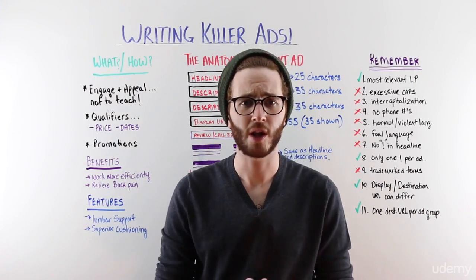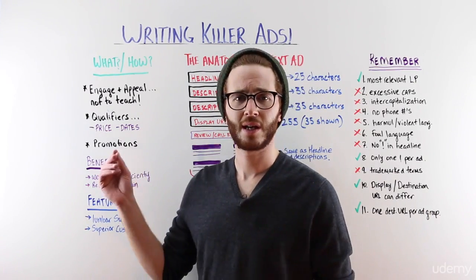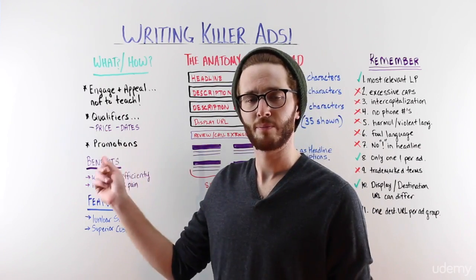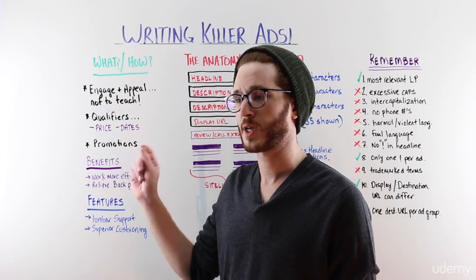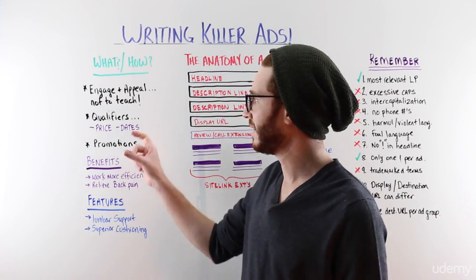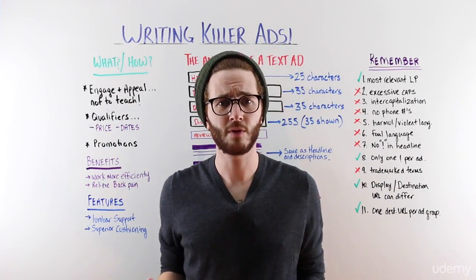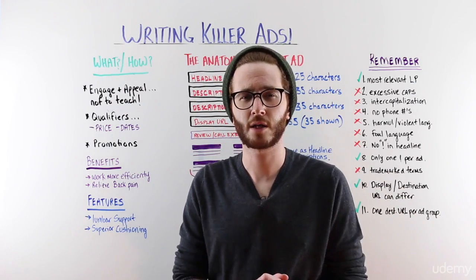So what's an example of a qualifier? Price. Price is an ideal example of a qualifier. I often recommend people put the price of their products in the ad, especially if you're in an e-commerce store. And this is the same thing for service industries. We do PPC management. We put the starting price of our packages in our ad.